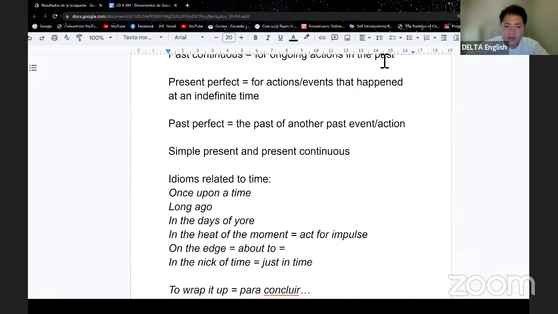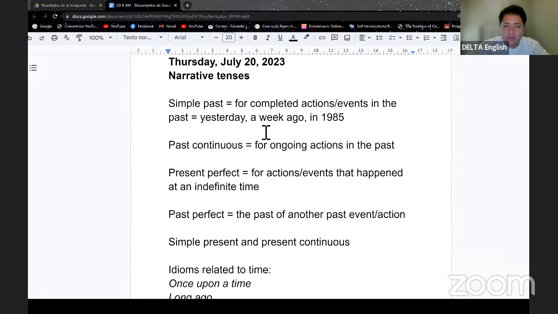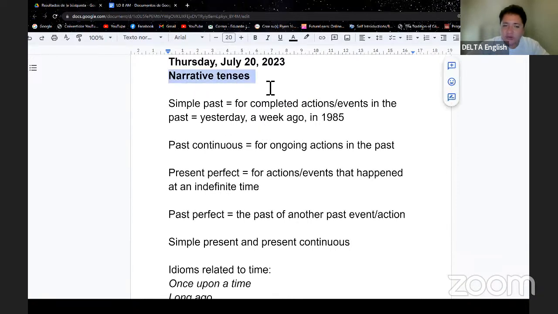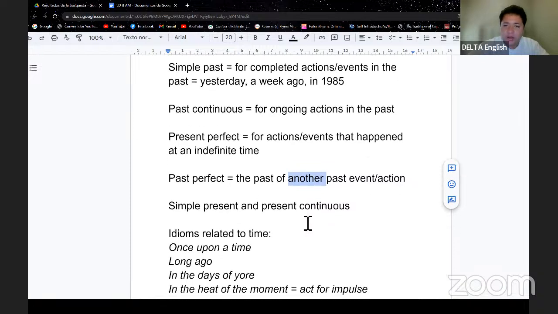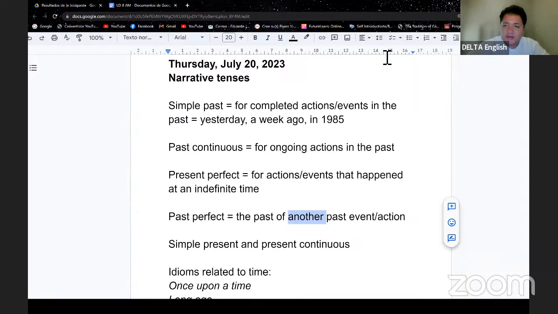Okay, so now we go back to the narrative tenses. So now we have some elements we can build a story, but we need to make sure about the use of all of these elements, right? Every one of these tenses has a special use. You can use them to talk about, for example, a completed action, ongoing action, events that happen at an indefinite time, and events that happen before one another. All right. Let's make an example with each of them.